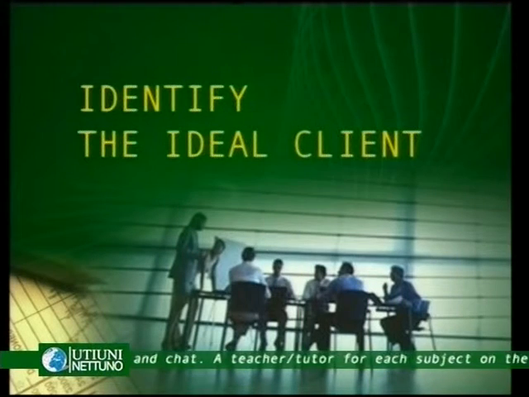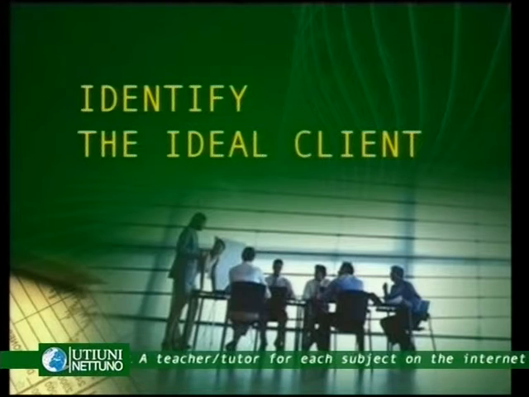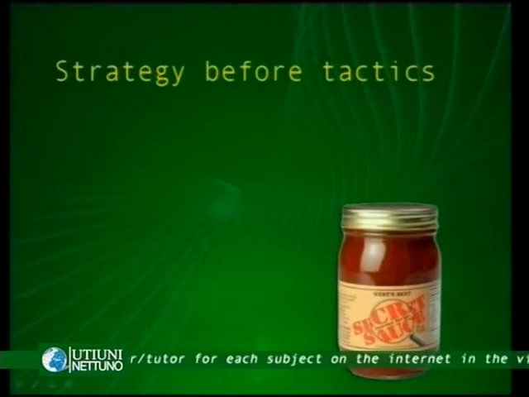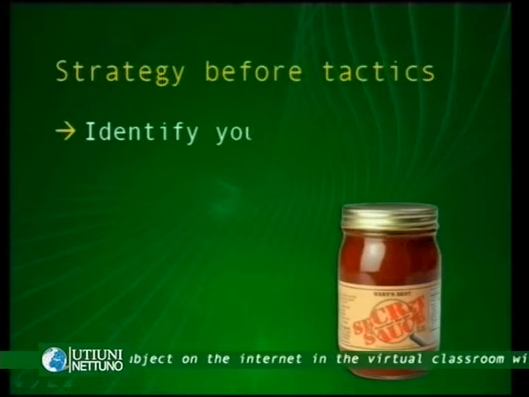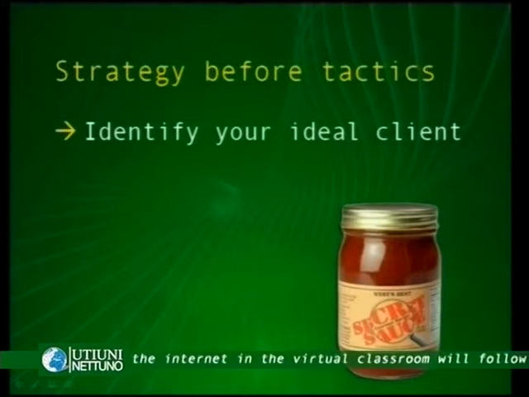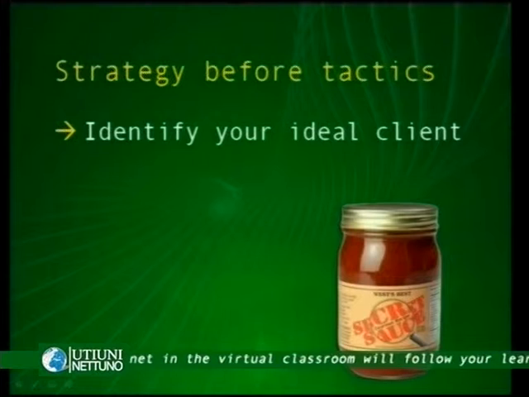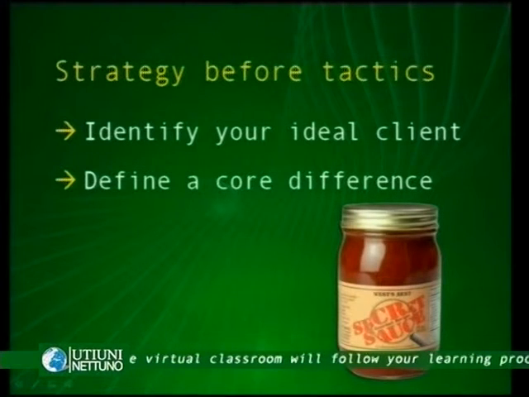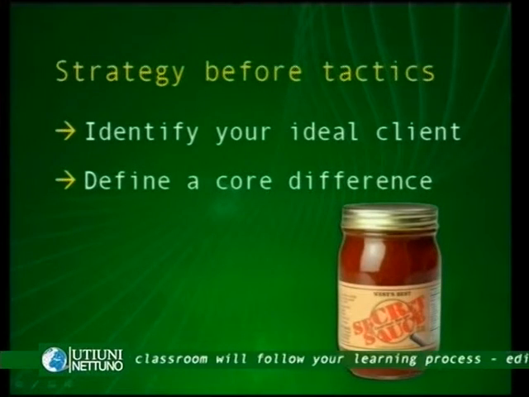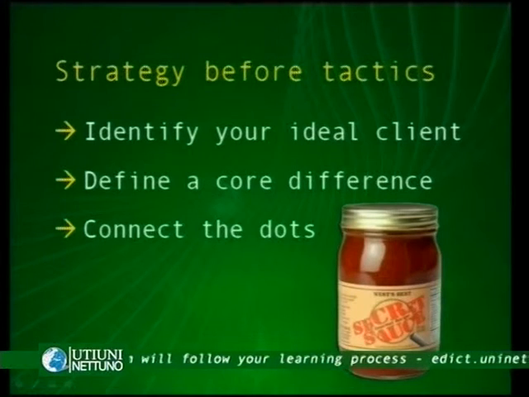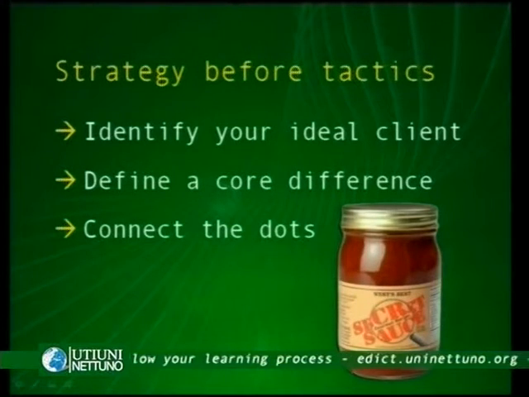Now, when we talk about identifying the ideal client, to build our strategy, there are 3 components. The first component is to identify the ideal client. The second one is to define a core difference. And the third one is to connect the dots. So this first part is so important in setting your strategy.